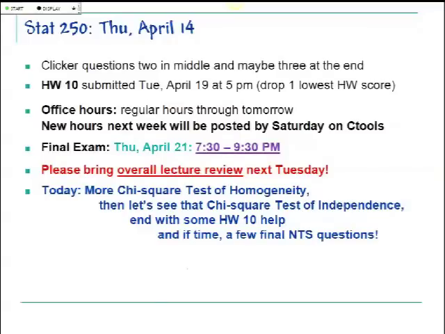Your exam is a week from today, the 21st at night. And if you're going to be doing office hours next week, there'll be a new schedule being available. I just received it today, so I will take a look at it and get it up on C-Tools for you.